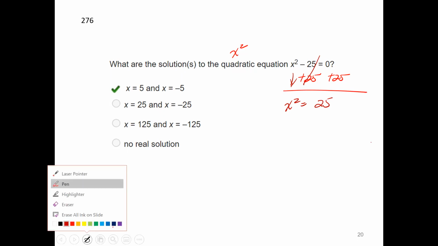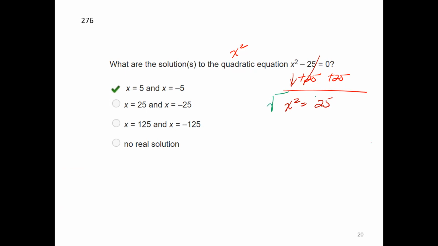And then we're going to go ahead and square root this on both sides. So x equals plus and minus 5, because anytime you square root something, there's only 2 answers. One is a positive, the other one's a negative. So which one does that match? A, B, C, or D?